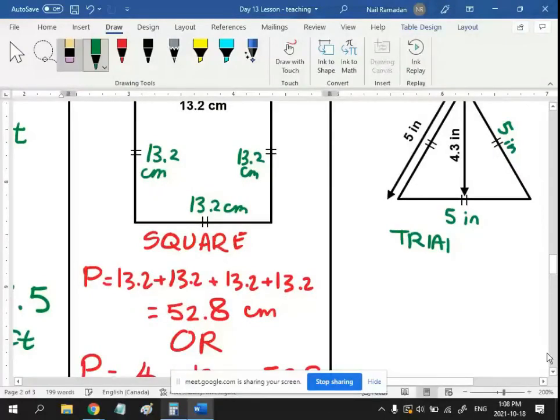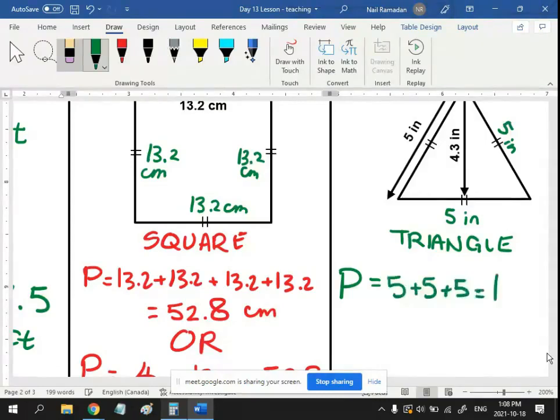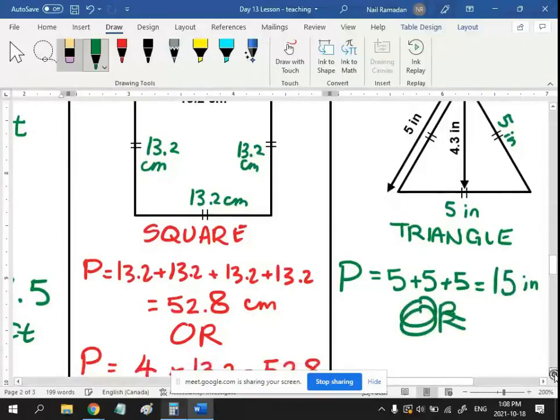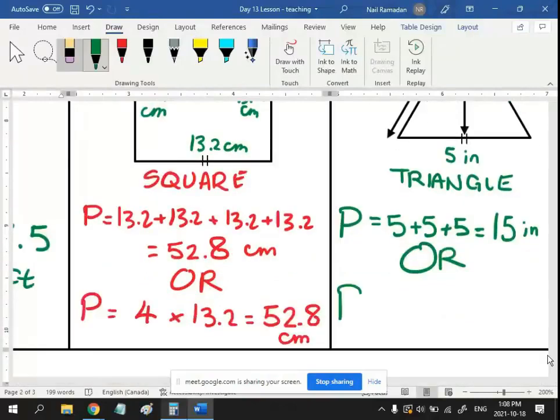So the perimeter is just either 5 plus 5 plus 5 or 3 times 5. One way to write it is 5 plus 5 plus 5, which is 15. 15 what? 15 inches. Or you can just say, since I have the same thing repeated 3 times, P equals 3 times 5, which is 15 inches as well.